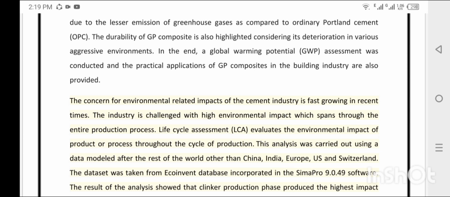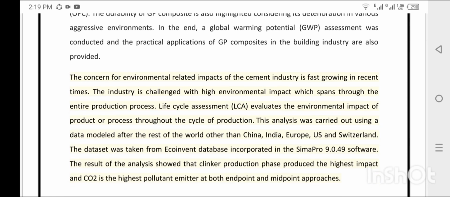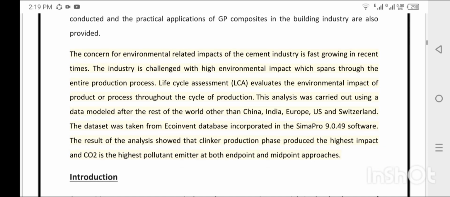Now, the environmental impact of cement is also a concern. Life cycle assessment evaluates its impact throughout its production process. This analysis was carried out all over the world, including many countries like India, China, Europe, the UK, and other countries.